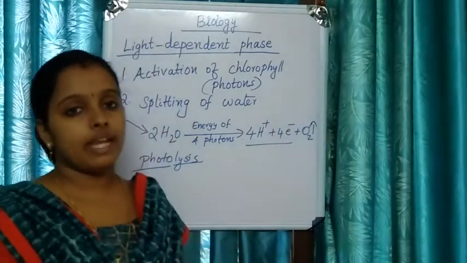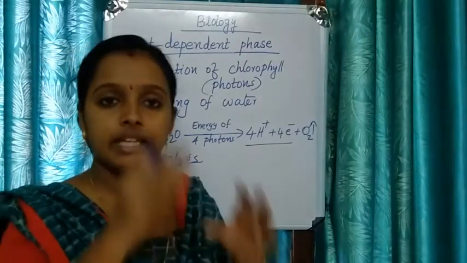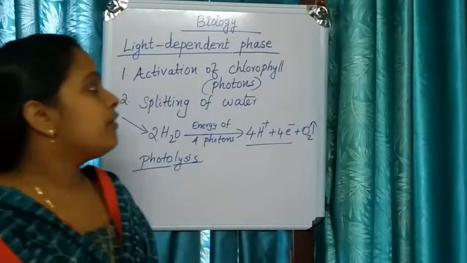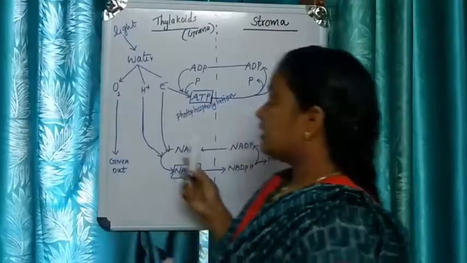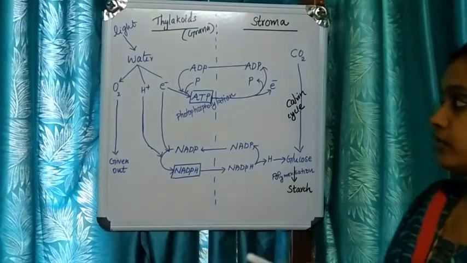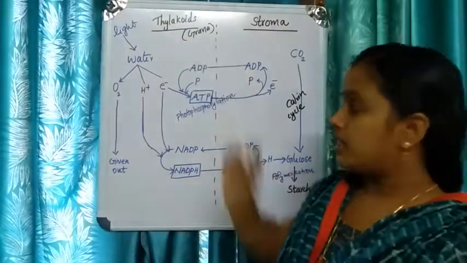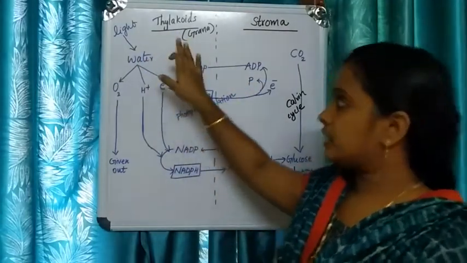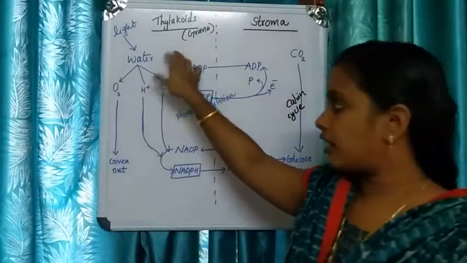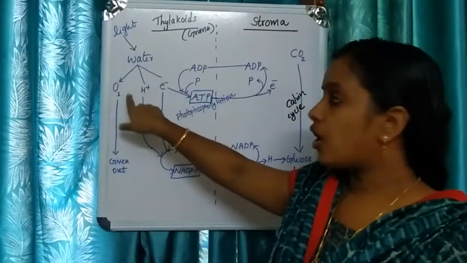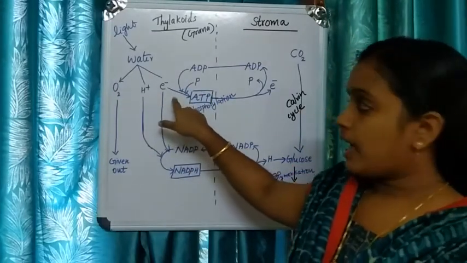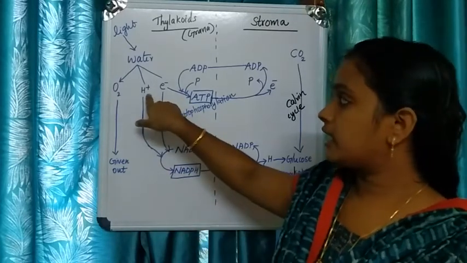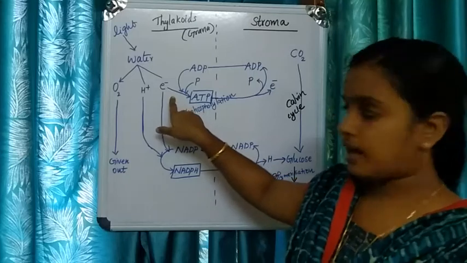That process is taking place in the grana. Okay, grana means stack of thylakoids. Then this is the first step of photosynthesis. This is the representation of photosynthesis. First step is this one. This is the first step, that is the light dependent reaction, taking place in the thylakoids. Here water splits into oxygen, hydrogen and electron, and oxygen is given out into the atmosphere. Then the remaining hydrogen ion and electron are there.